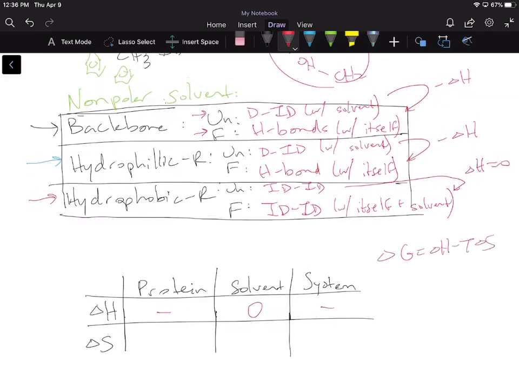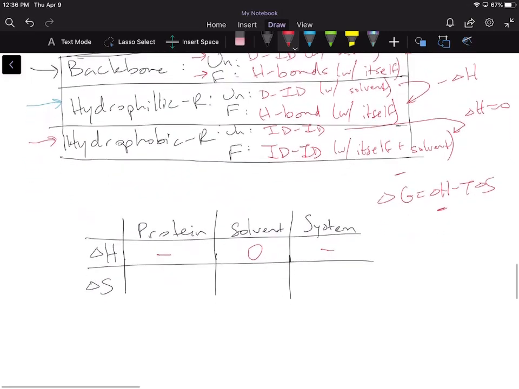So if we're going to tally our delta G equals delta H minus T delta S, remember, our goal is to have a negative delta G. In this case, our delta H is going to be negative, which is very good because, again, we want the overall equation to end up being negative. So we're in a great place now. And if you remember, in a polar solvent, the delta H was 0. So actually, in this case, the enthalpy is helping us. So let's see what happens to the delta S.